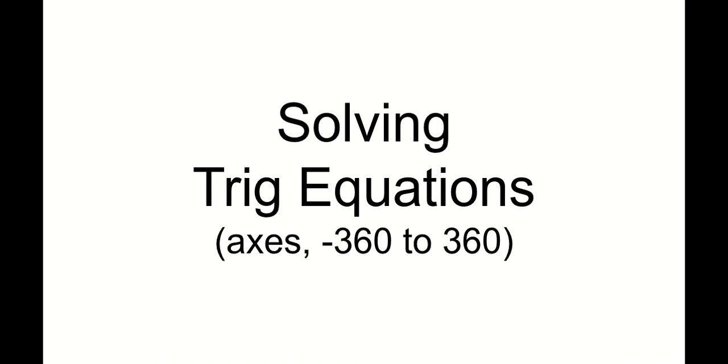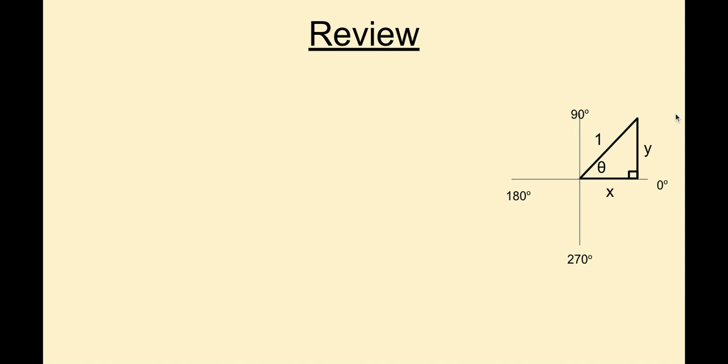Okay, so let's talk about solving trig equations. This time, solutions when the angles are on the axes. So, 90, 180, 270, 0, 360. Then we'll also talk about solutions when I go not from 0 to 360, but negative 360 to 360. All right. Okay, let's start with this little review.